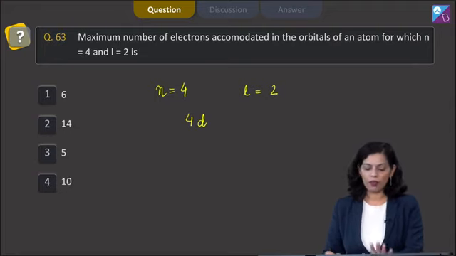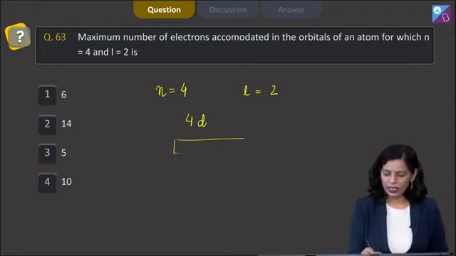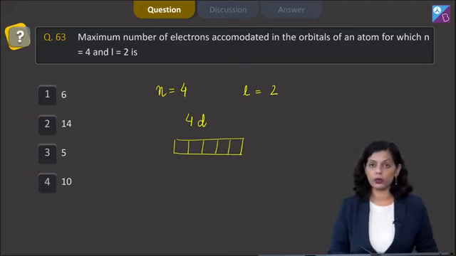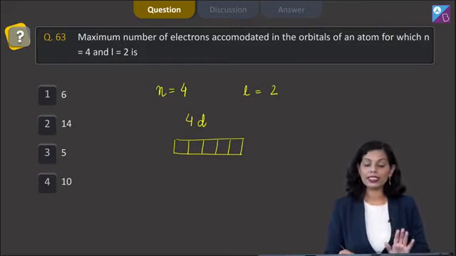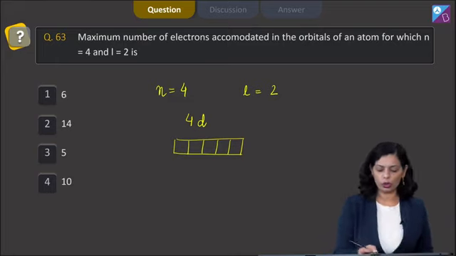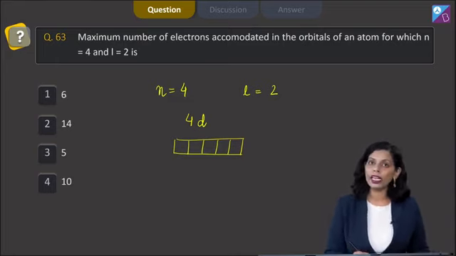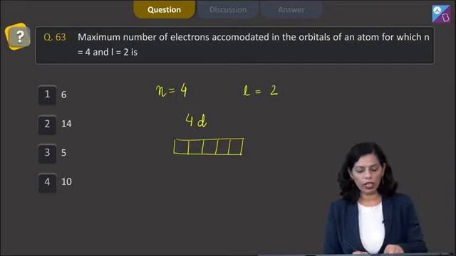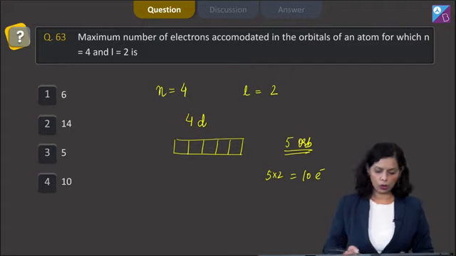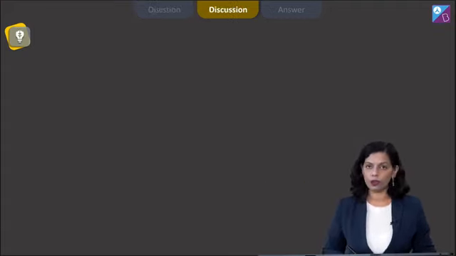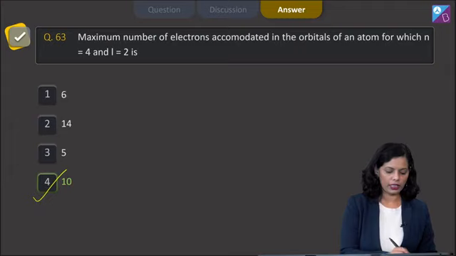4d subshell we have, and if you look at it, you will find that there are 5 orbitals associated with it, and they're just asking you to find out the maximum number of electrons, right? So the number of electrons that can be accommodated in one orbital is 2. If we are talking about 4d, there are 5 orbitals. So how many electrons can be there? 5 into 2, 10 electrons can be there, right? So 10 electrons are given here in option 4. You just choose this as your correct answer.